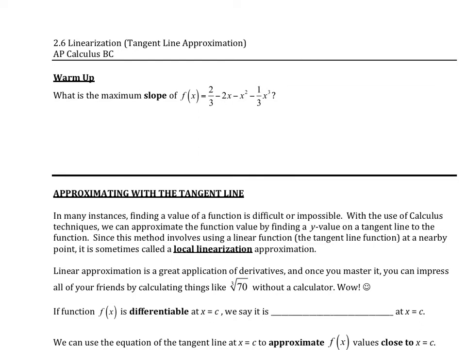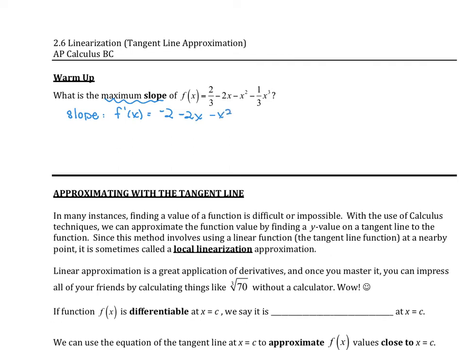So we know that anytime we see one of these maximize and minimize problems, or finding the maximum or minimum, we need to write an equation for slope. Well, let's think about what the slope might look like for this equation. The slope for this equation would be the first derivative. So the first derivative of this is going to be equal to -2 minus 2x minus x squared.